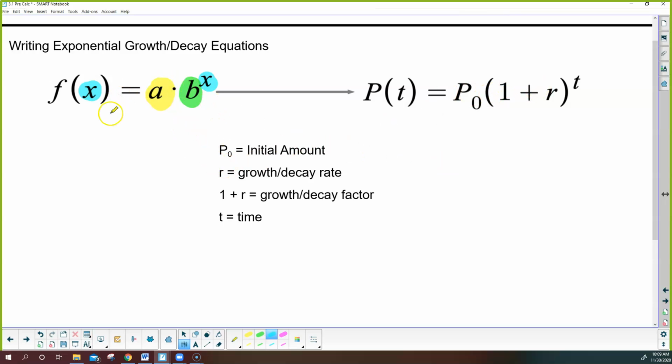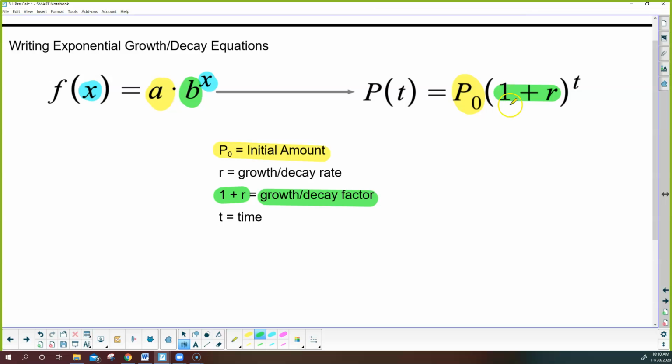So there is a connection to interest formulas, and you hopefully are really familiar with this. But I could take the exponential growth or decay model and make some substitutions. So instead of A, we can call A the initial amount. So we're going to call it P sub 0. That's the same thing. That's your initial amount. And then your B value is really 1 plus a rate. Now this is the interesting piece. The 1 plus the rate is called the growth or decay factor.